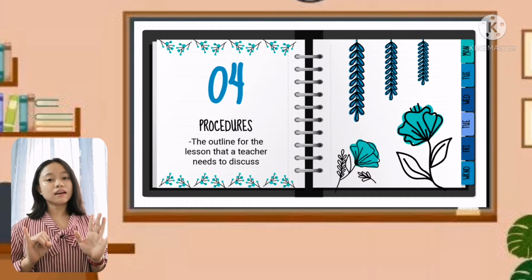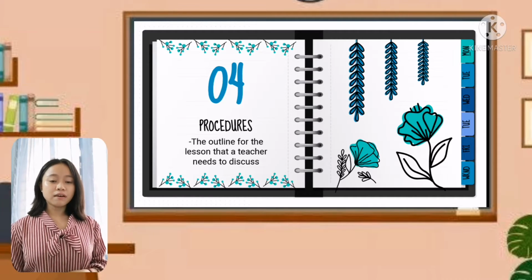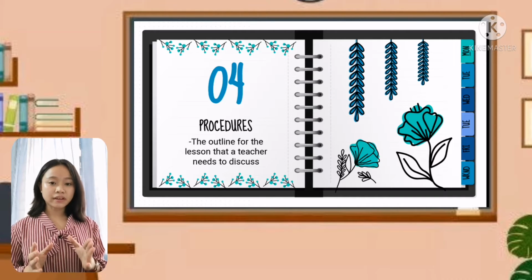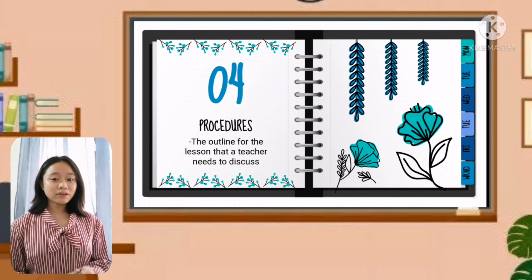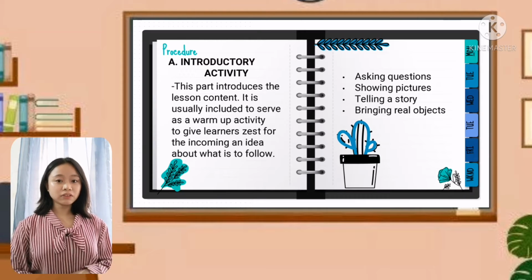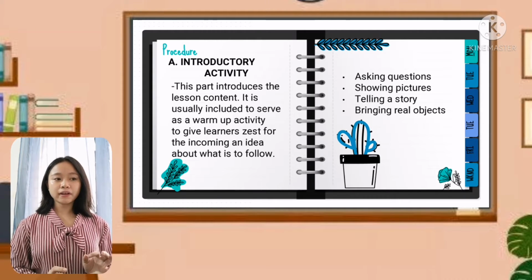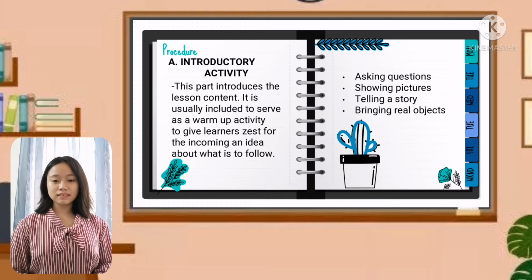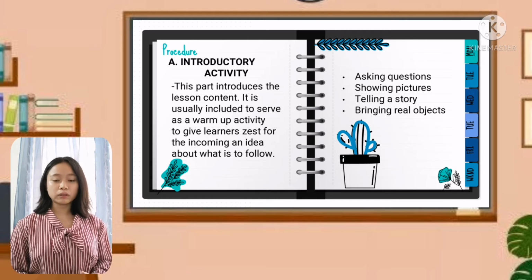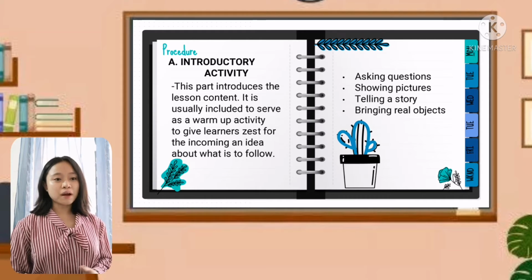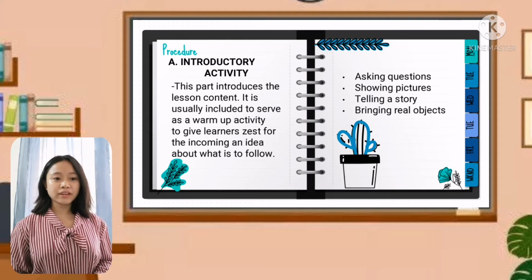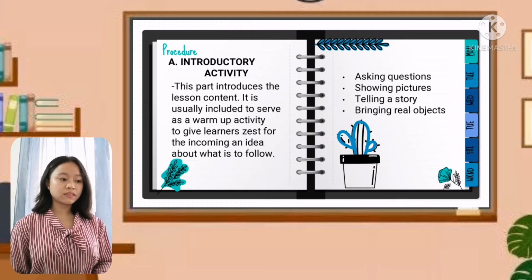There are 6 steps in making the procedures for a lesson plan, for the teacher to be guided on how they will start and finish the lesson. Let's go on to the first one, which is the introductory activity. This part introduces the lesson content. It is usually included to serve as a warm-up activity to give learners an idea about what is to follow. For example, asking questions, showing pictures, telling a story, bringing real objects.